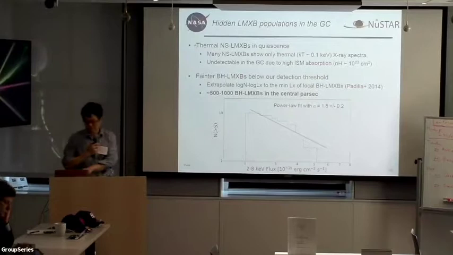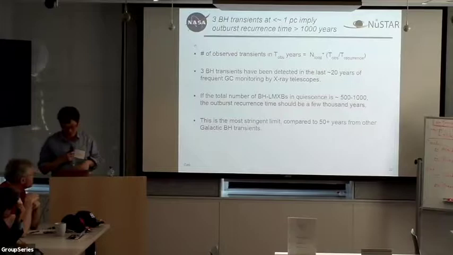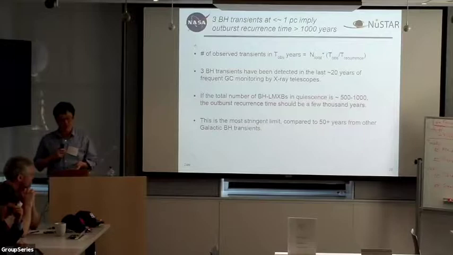Okay, then let's skip this, but I can just talk about it. So if you take the 3 black hole transients and then 500 to 1,000 black hole LMXBs still hidden, you can put some nice constraint on the outburst recurrence time, which can be like 1,000 years.